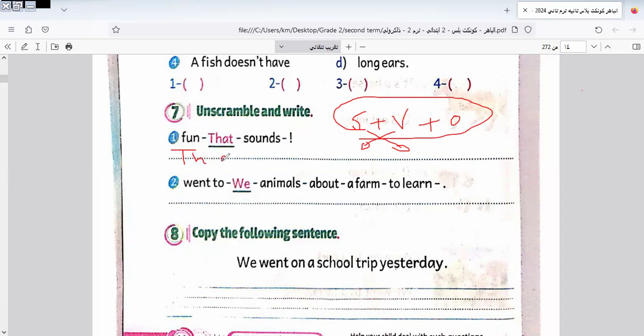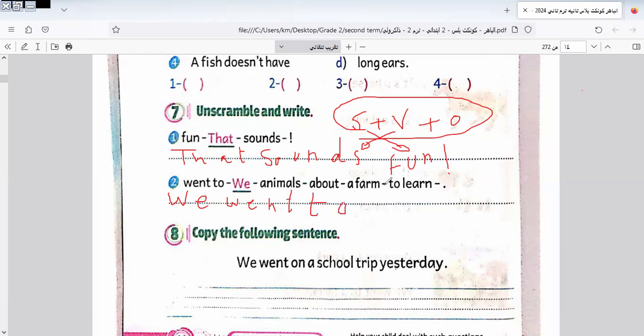That sounds fun. That sounds fun. The expression it's that's fun. That sounds fun. Okay. As we note here, I put the exclamation mark. Here this is the subject. Where is the verb? Went to. This is the subject. The verb will be went to.